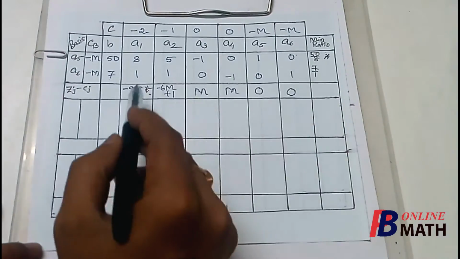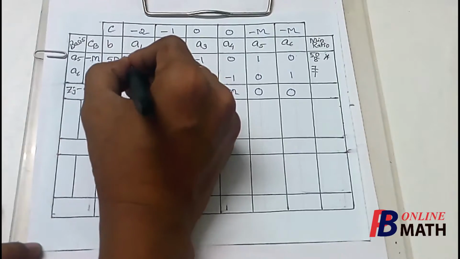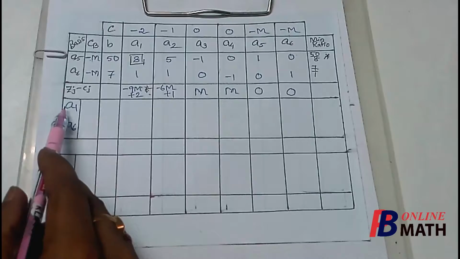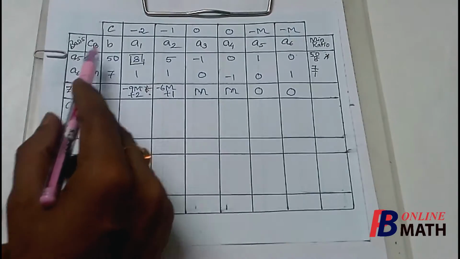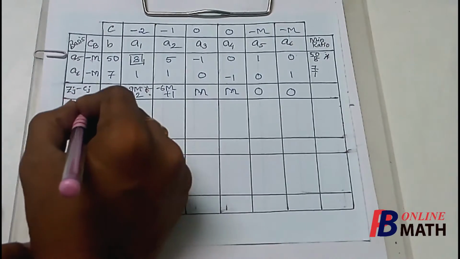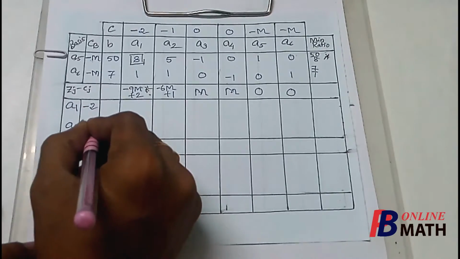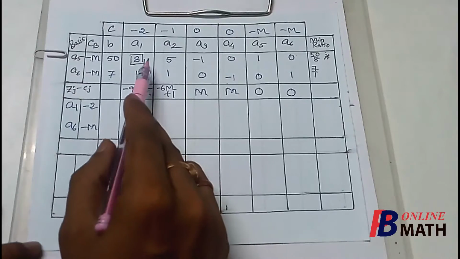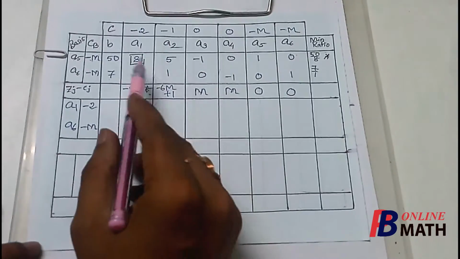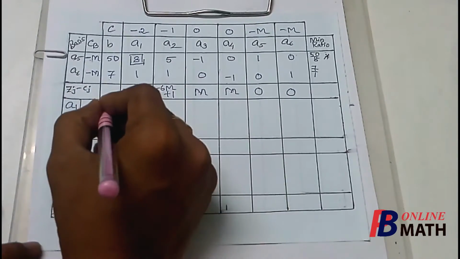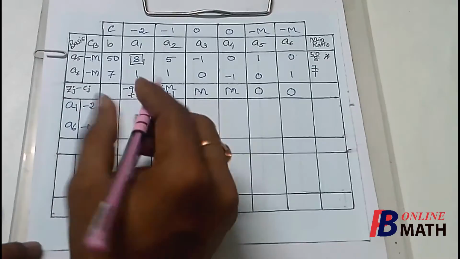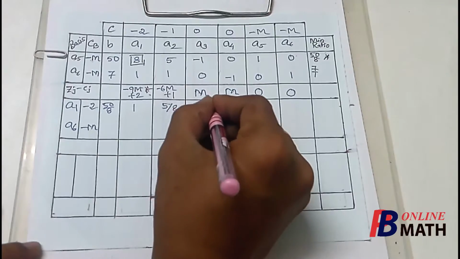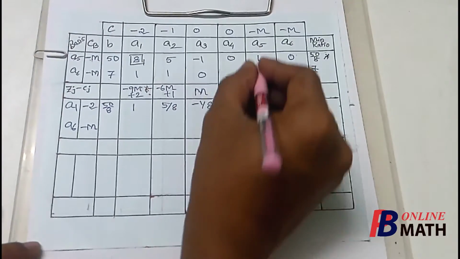So at the intersection of this row and this column, the element is 8. So this is the key element. So in the next step, the basis vectors are a1 and a6, because a5 is replaced by a1. Corresponding cost values are minus 2 and minus m. Now we have to make this element as 1. To make it 1, we have to divide this row by 8. So if we divide this row by 8, then we get 50 by 8, 8 by 8 is 1, 5 by 8, minus 1 by 8, 0 by 8 so 0, 1 by 8.